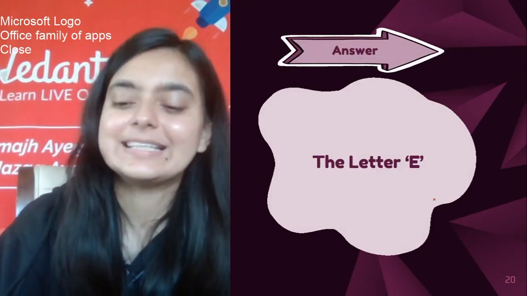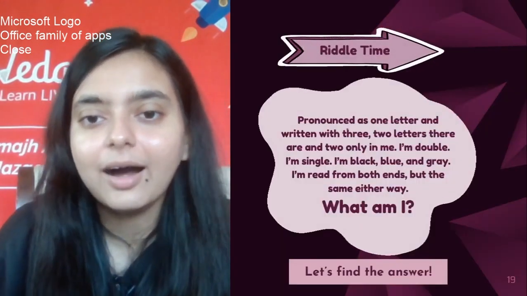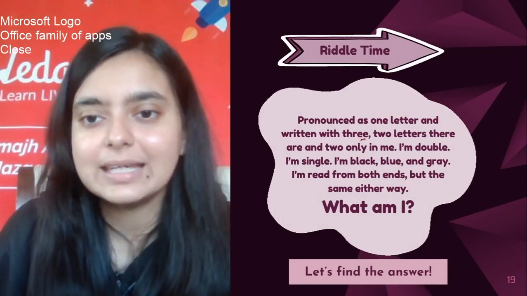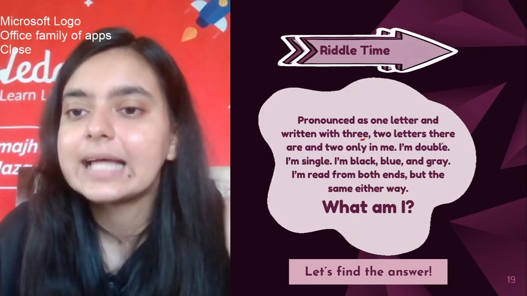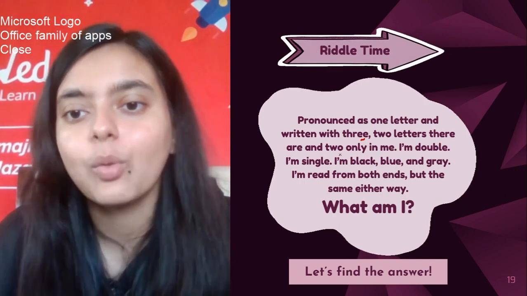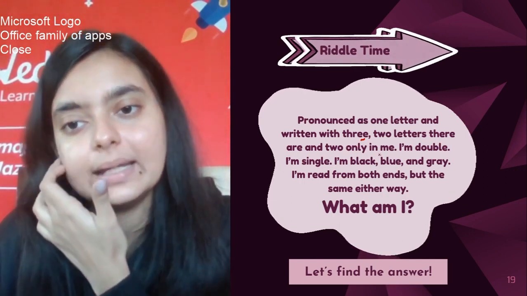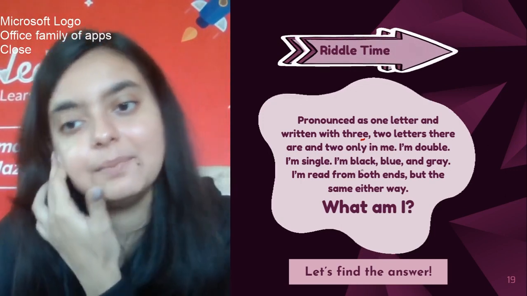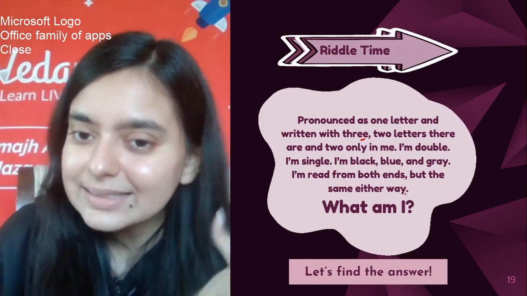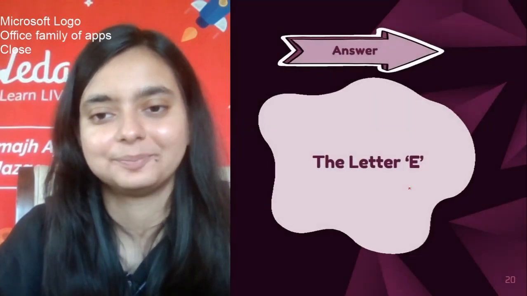Okay? So, it is letter E. How? See? Pronounced as one letter and written with three. With three, you have E, right? Two letters there are and only two in me, and two only in me. I'm double, I'm single, I'm black, blue, gray. So I'm red from both ends. So that is how it is E.